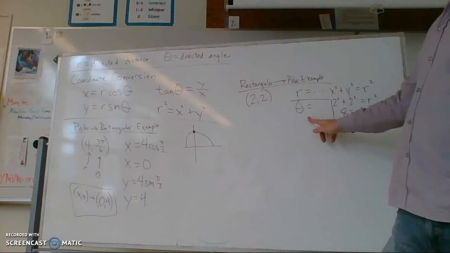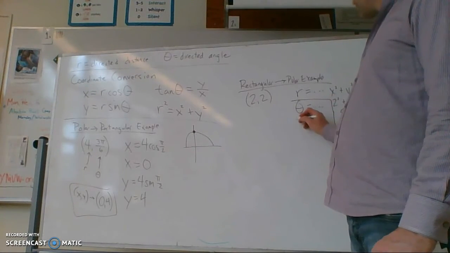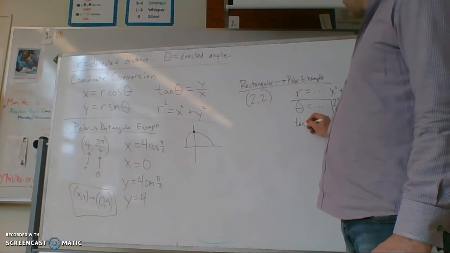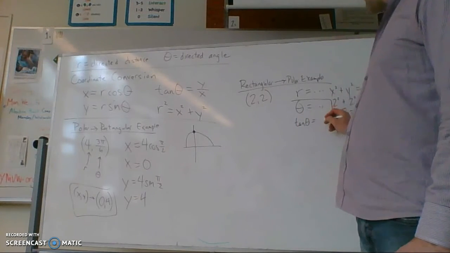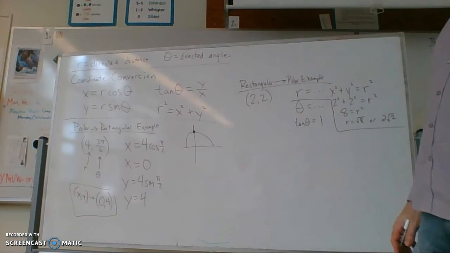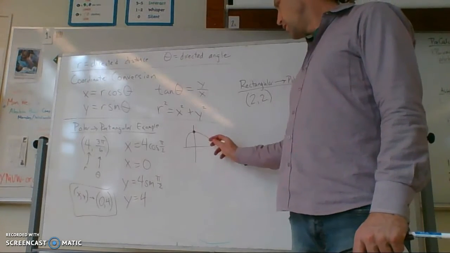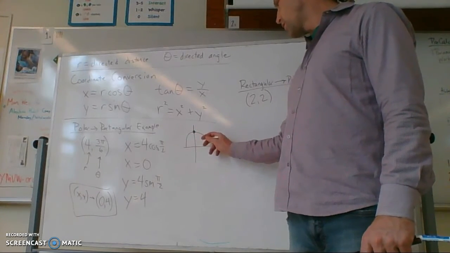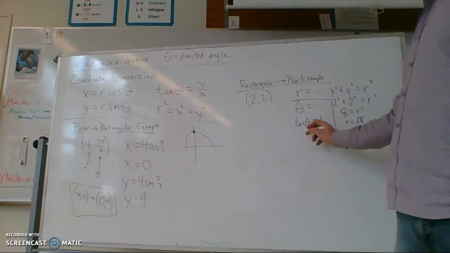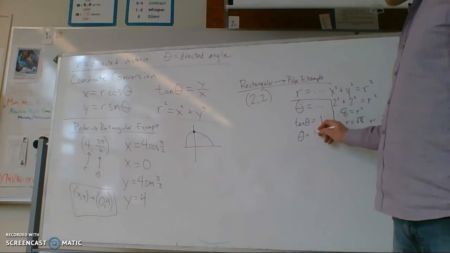And theta, well, to find theta, we go tan theta equals y over x, which in this case is 2 over 2, which is 1. So where is the tangent 1? We know that's true right here at pi over 4. So theta is pi over 4.